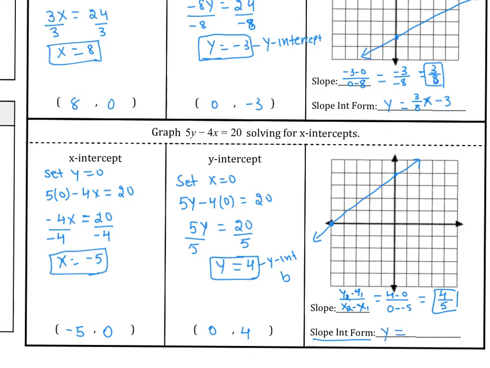Y equals mx plus b. So m is 4 over 5. That is the slope. Plus y-intercept is 4. So the y-intercept is this one, 4. And the slope is m, that is 4 over 5. So the slope-intercept form is y equals 4 over 5 x plus 4.